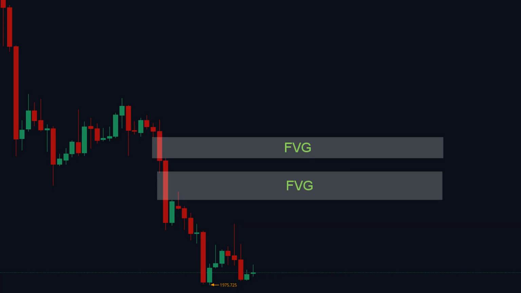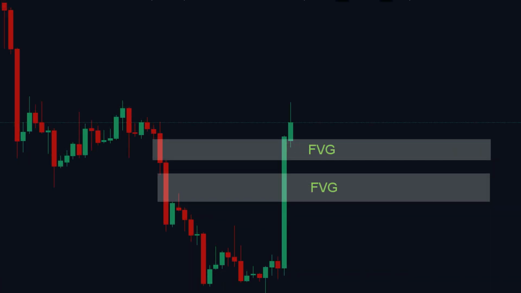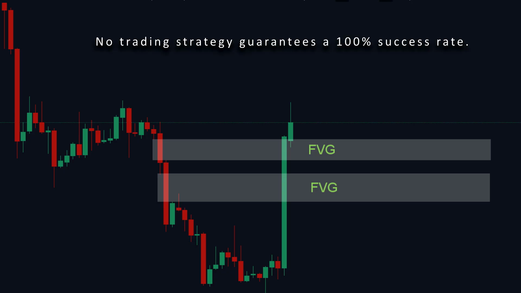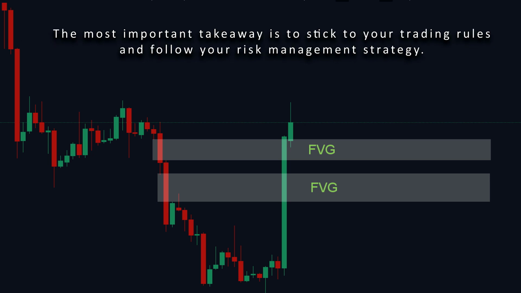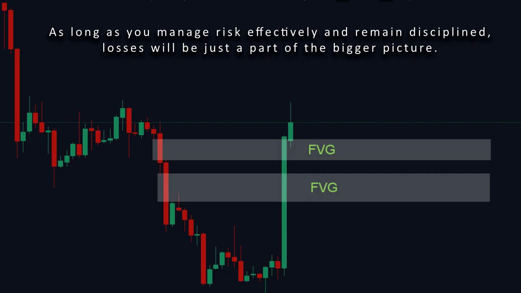Managing losses in trading. As we can see, this trade resulted in a loss. This is a reality that all traders must accept. No trading strategy guarantees a 100% success rate. Even with a solid plan and accurate analysis, losses are inevitable. The most important takeaway is to stick to your trading rules and follow your risk management strategy. As long as you manage risk effectively and remain disciplined, losses will be just a part of the bigger picture.